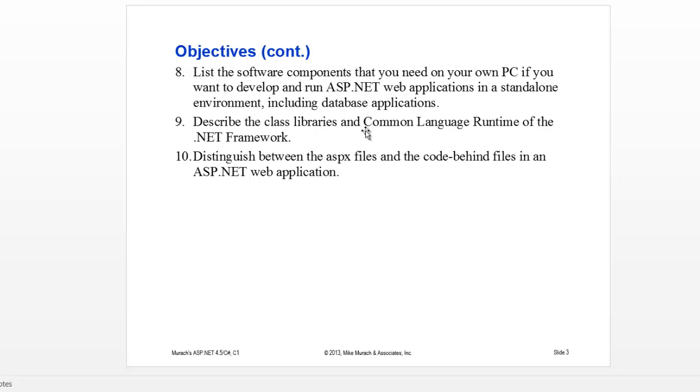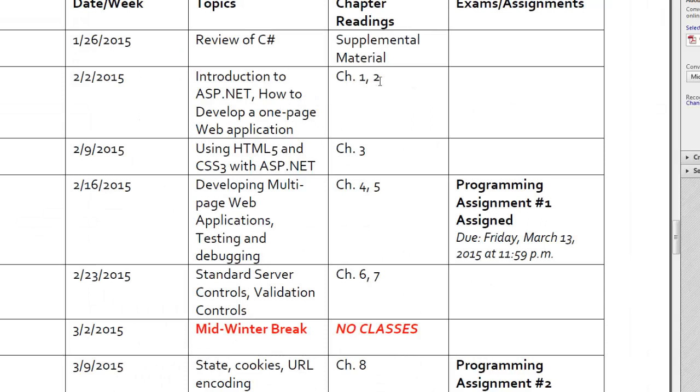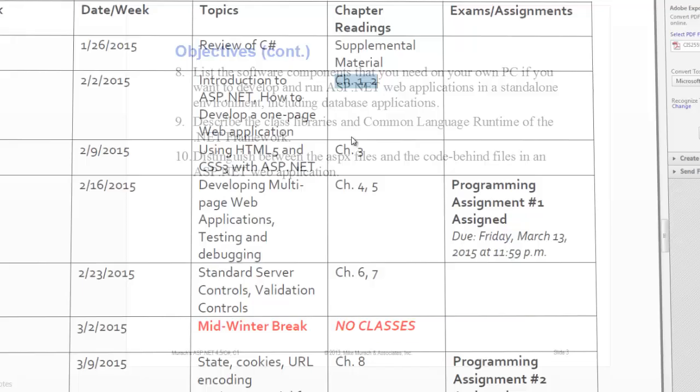Okay, so describe the class libraries and common language runtime of the .NET framework. Distinguish between the ASPX files and code behind files in an ASP.NET web application. So, this is Chapter 1. You'll notice on the syllabus that we are covering Chapters 1 and 2 today, just doing a brief introduction of ASP.NET and how to develop a one-page web application.